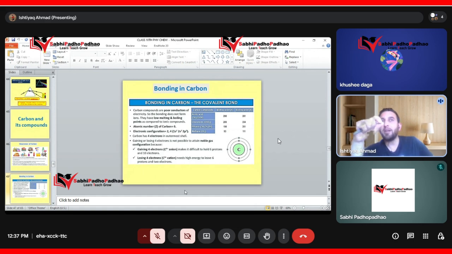Any element has atomic number 30, means there are 30 electrons. 40, there are 40 electrons. Any element has atomic number 5, which means there are how many electrons? 5 electrons. Since carbon has atomic number 6, there are 6 electrons, and the electronic configuration is this: 1s2, 2s2, and 2p2.